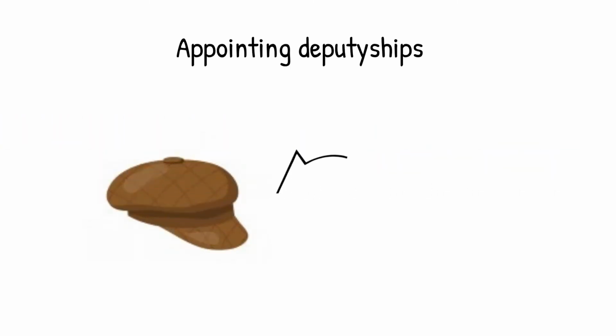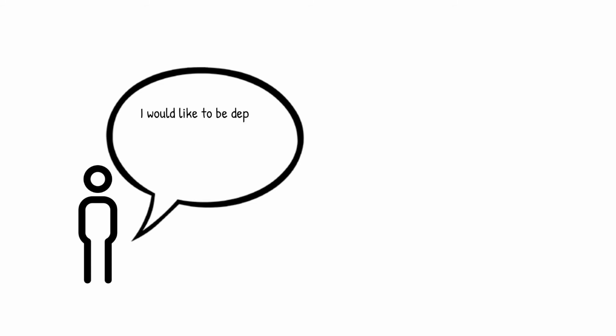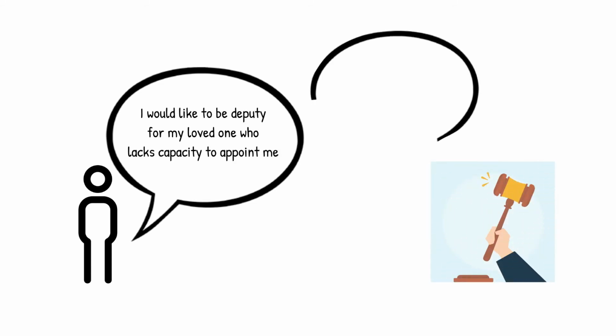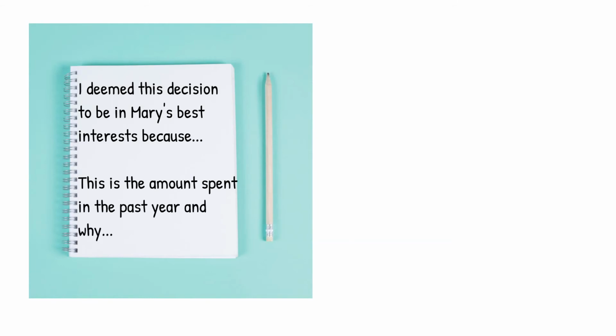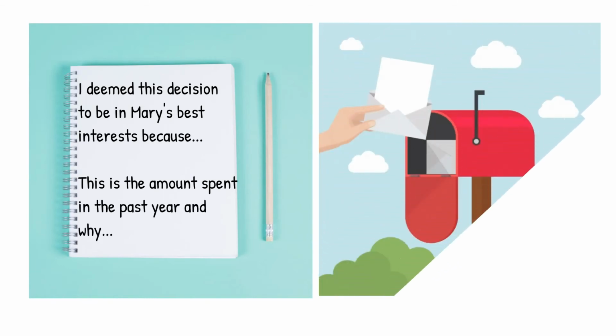Appointing deputyships. If an individual lacks capacity to appoint their own attorneys, then those wishing to be appointed can apply for this via the Court of Protection. They can request to be a deputy for health and welfare and/or property and finance. Whoever the court appoints has to complete annual reports outlining what decisions they've made for the individual and also declare what monies have been spent if they are a deputy for property and finance. The court does not make this decision lightly and closely considers each application and monitors those appointed.